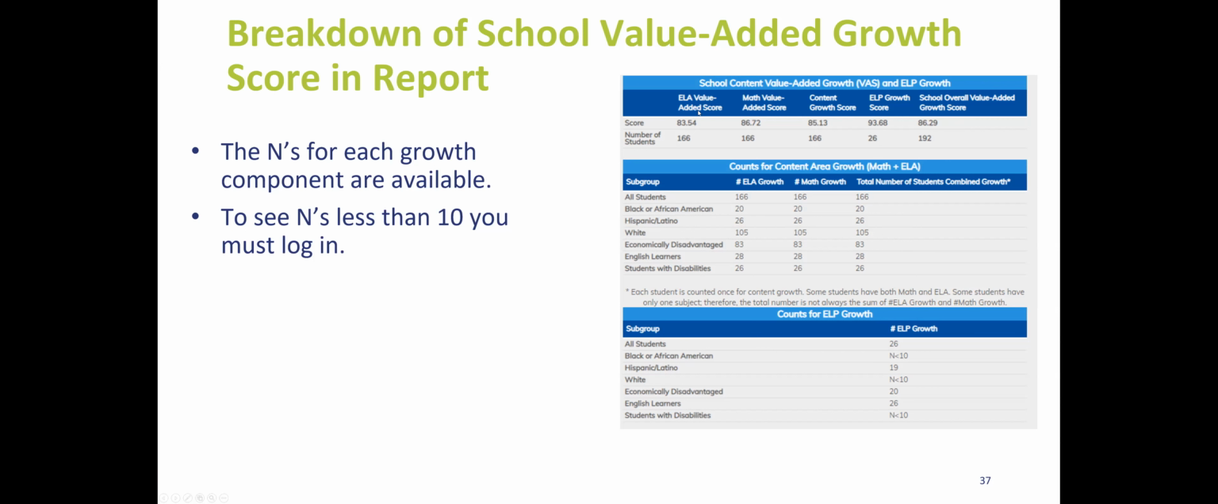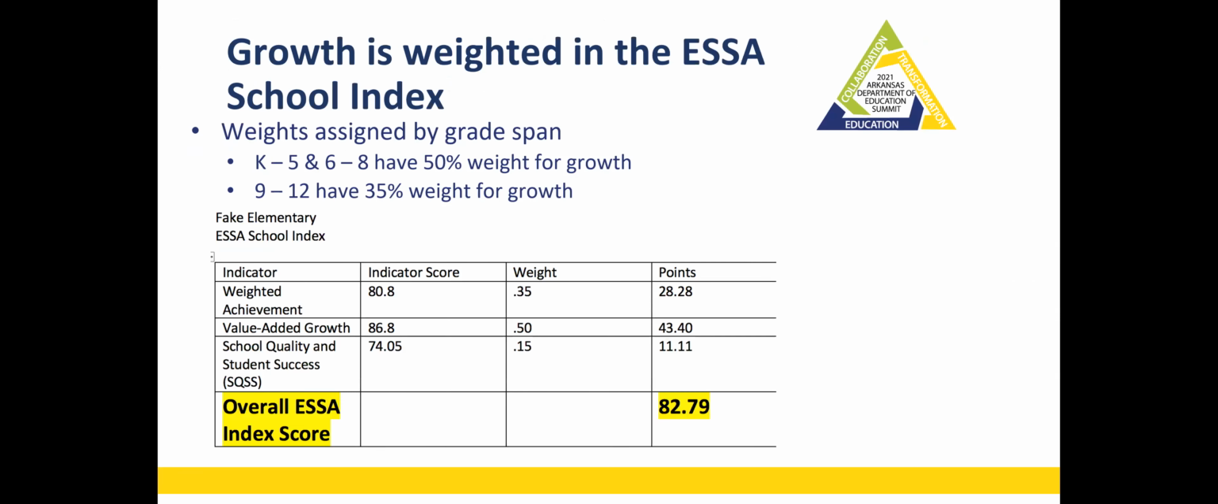So you have all the numbers you need in your report to replicate the calculation if you need to do that. Now, if you want to see Ns less than 10, you need to use your try-in login. But once it's made public, you can also see all of your subgroups broken down for your growth scores. This helps you see the numbers of your students so that you can understand the proportion of kids that are contributing to a particular score.